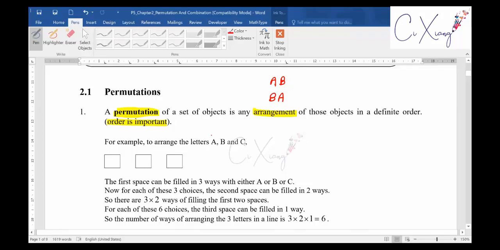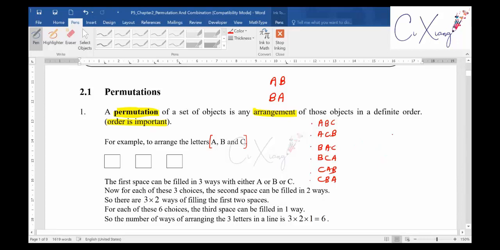Here we take the example ABC also. If you want to arrange the letters ABC, one of the methods is, of course, you can arrange it yourself, considering all the cases one by one. If you arrange all the patterns, then you can see how many different types of arrangement there are. You have 1, 2, 3, 4, 5, 6 different arrangements, so the permutation is equal to 6.